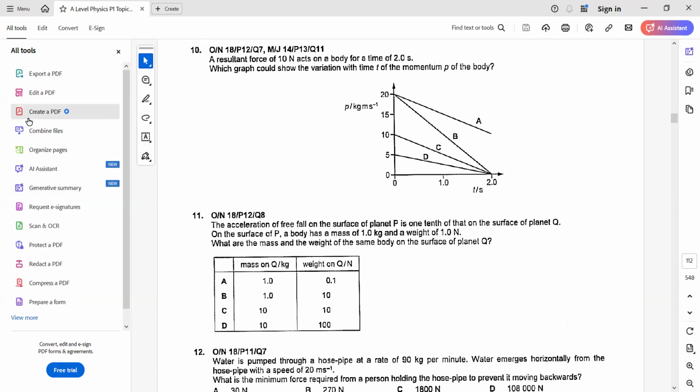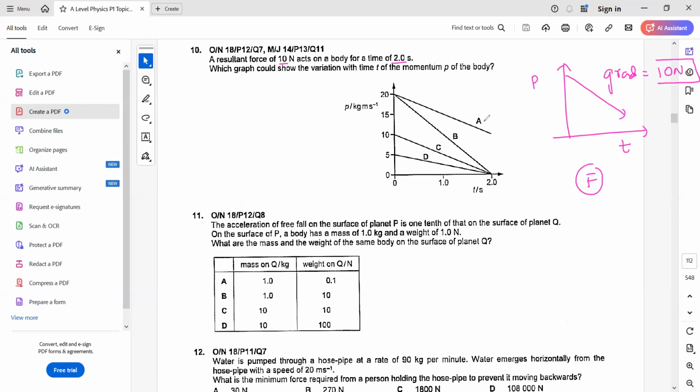Okay, question number 10. It says a resultant force of 10 Newton acts on a body for time 2 seconds. Which graph could show the variation of momentum with time? So we have a momentum time graph, right? And we are looking for a line whose gradient comes out to be 10 Newton. Why? Because the gradient of a momentum time graph is the force. So we are looking for something whose gradient is 10.